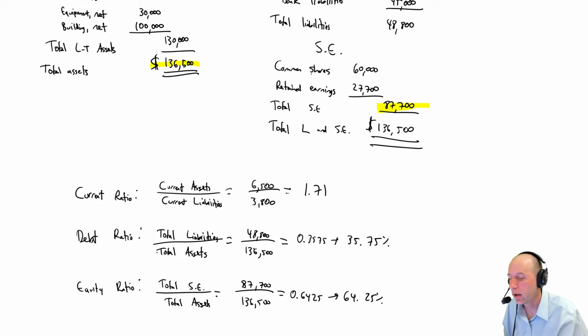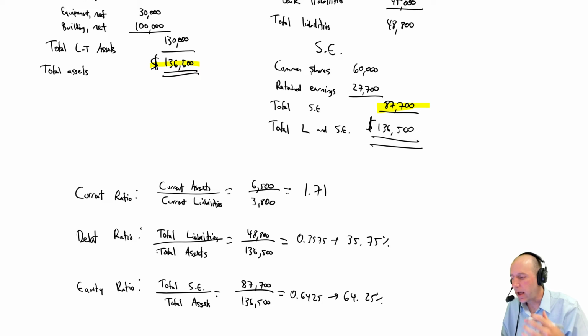So what does this say? Well, again, if I took the company, sold all the assets, paid all the debts, 64% of the money afterwards would land in my shareholders' pocket. 36% would go to the debt holders, 35.75% would go to the debt holders, 64% would go to the shareholders.